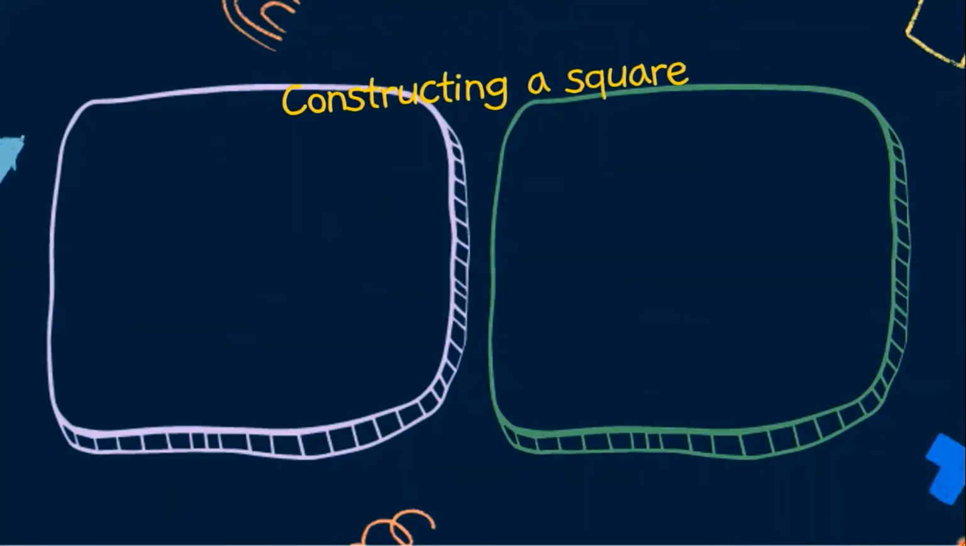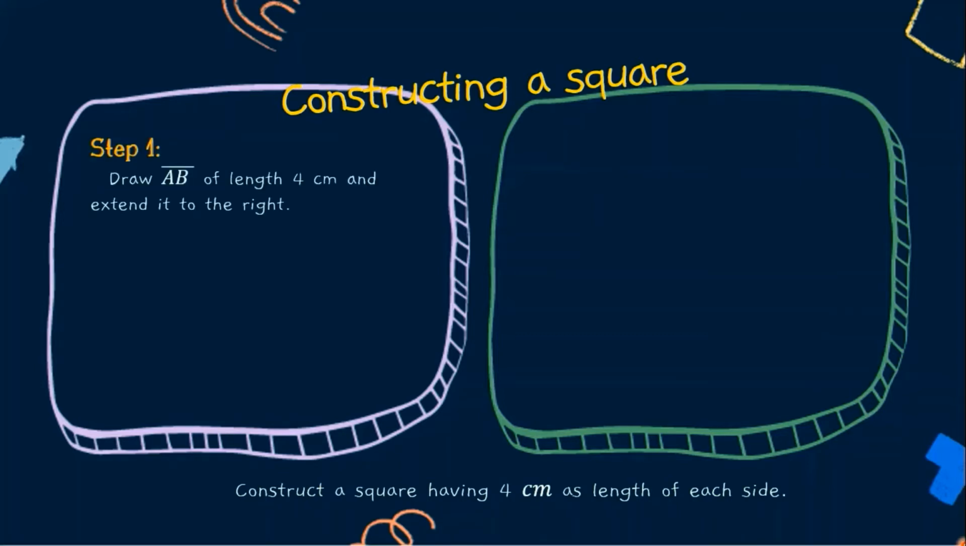Constructing a square. A square is one of the classifications of a quadrilateral with 4 equal sides and 4 equal angles. Let's have an activity. Construct a square having 4 cm as the length of each side. Step 1. Draw line segment AB of length 4 cm and extend it to the right.